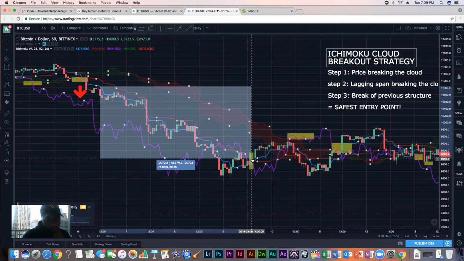Still 2,000 pips. So you might have missed these 600, 700 pips right here, but it doesn't matter. You gained 2,000 pips on a standard lot. That's $20,000.